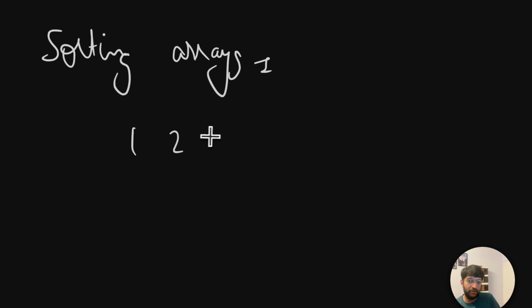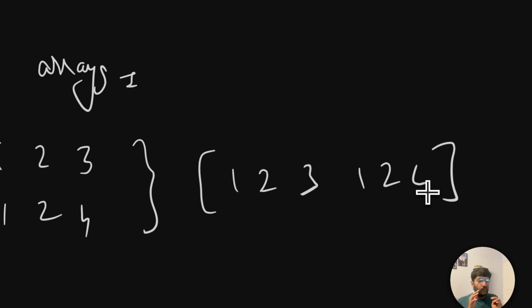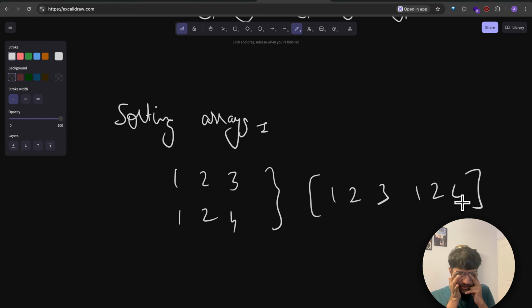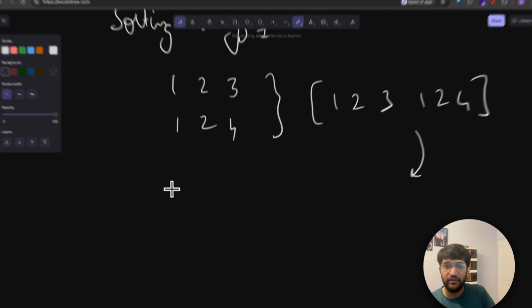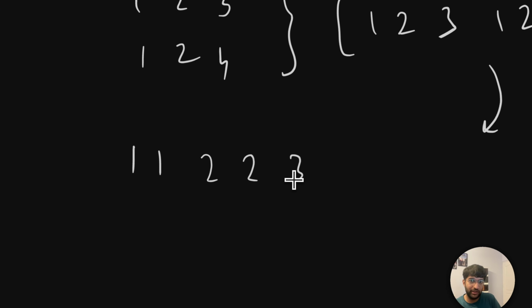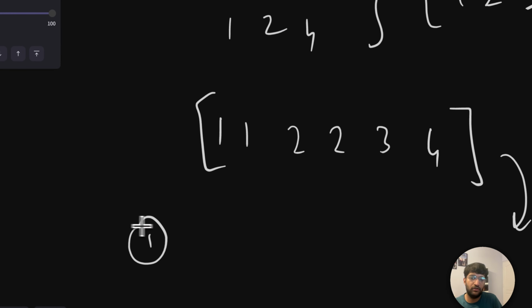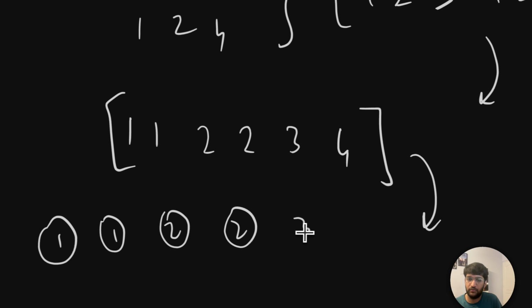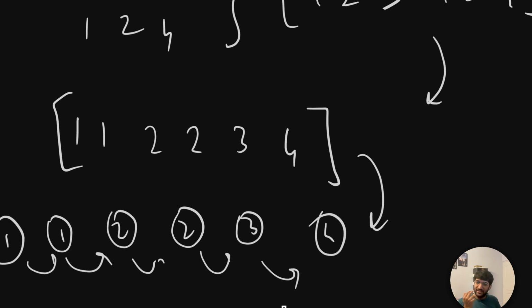Take the linked lists. I did 1, 2, 3 and 1, 2, 4. Put that as an array now. Just add them directly: 1, 2, 3, 1, 2, 4. That's it. I made one array that has all the values, and let's sort it. What happens then? We get 1, 1, 2, 2, 3, 4, as an array. We want a linked list though, so we'll convert it back to a linked list. Done, right?